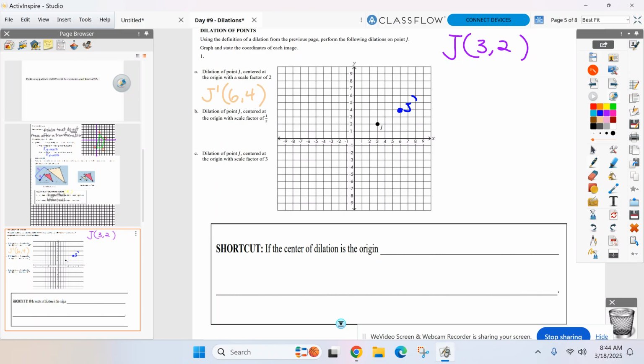Instead of going up 2 over 3, we go up 1 over 1.5. And I know this is odd, but deal with it. Yeah. Up 1 over 1.5. Yep. There's part B, J prime. And that's going to be what? 1.5 comma 1.